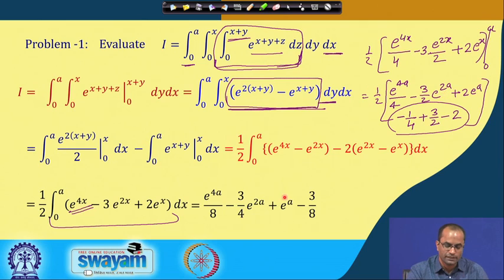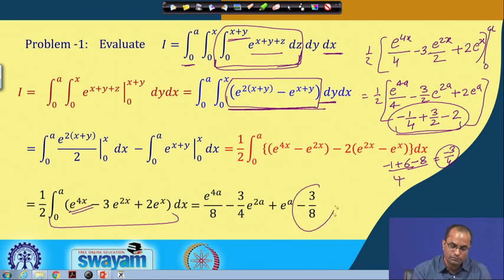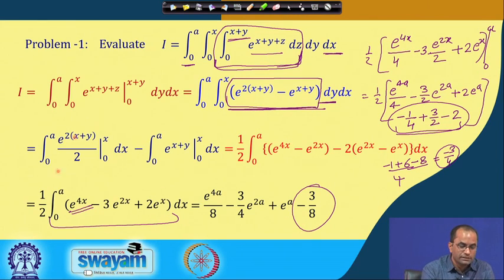So, we get e^a here, and once we make this calculation, this is 4, then we have minus 1, then 6 and minus 8. So, we are getting minus 3/4, and this 1/2 is there. So, minus 3/8. So, that is the evaluation of this simple integral.